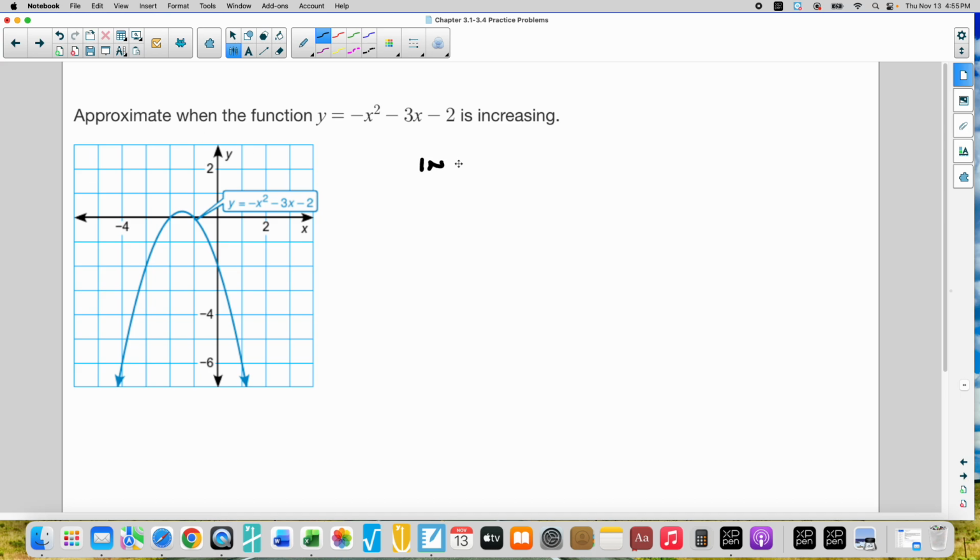Increasing is talking about also my y values. Left to right.